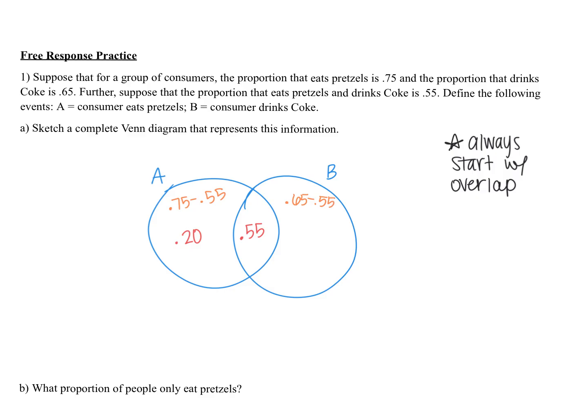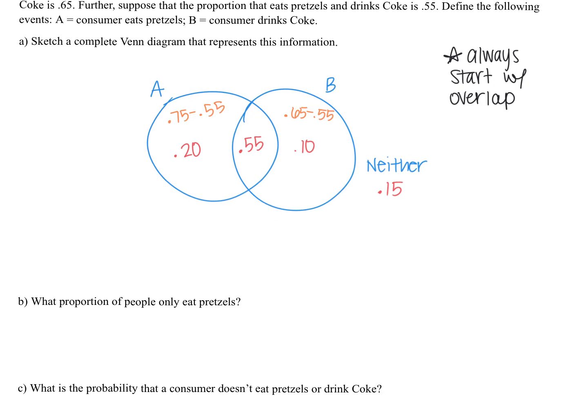And then the last piece is the neither. And the neither is always on the outside. So the neither is whatever remains to get you to 100%. So 0.20 plus 0.55 plus 0.10 is 0.85, which means that my remaining probability would be 0.15. So my first question is, what proportion of people only eat pretzels?